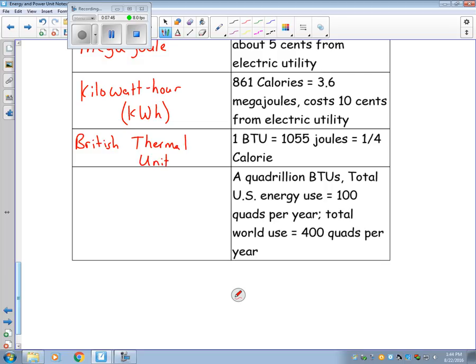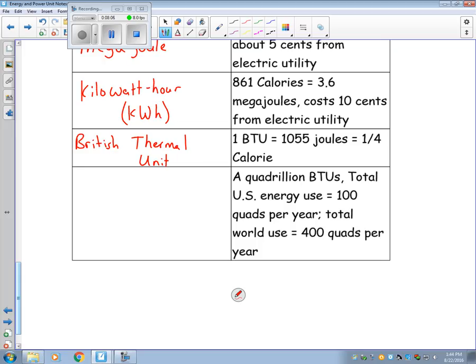Unless you go into the heating and cooling industry, you probably won't use it. A BTU, in fact, maybe you've seen these when you buy an air conditioner. It's rated in BTUs. So 1 British thermal unit is roughly 1,000 joules, or about 1/4 of a calorie.